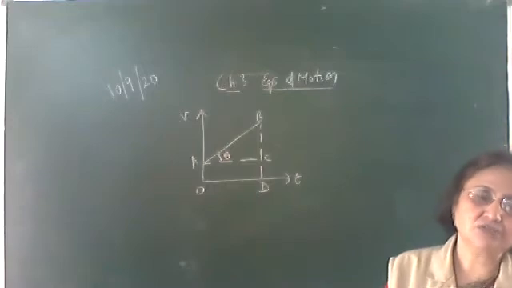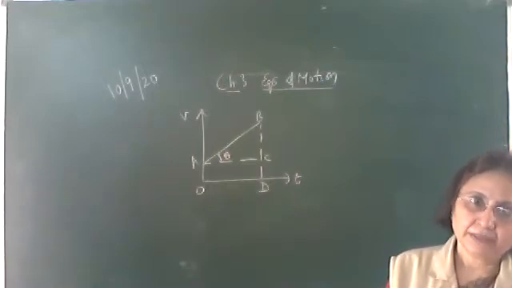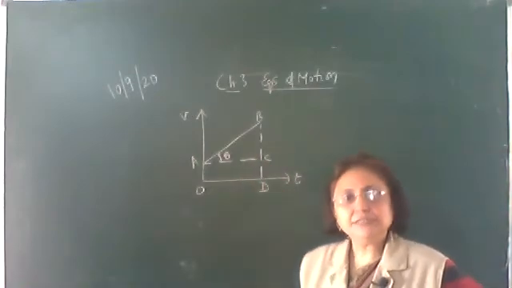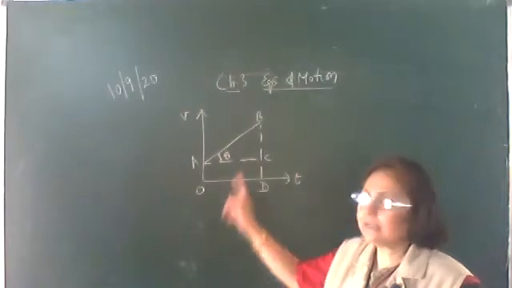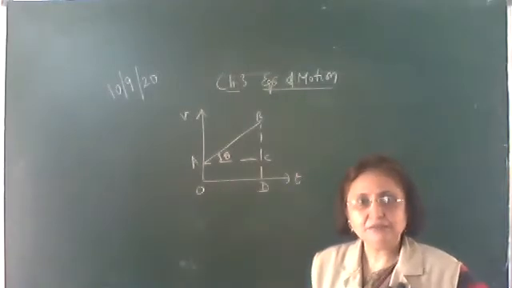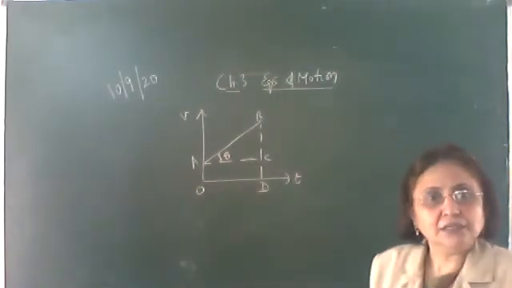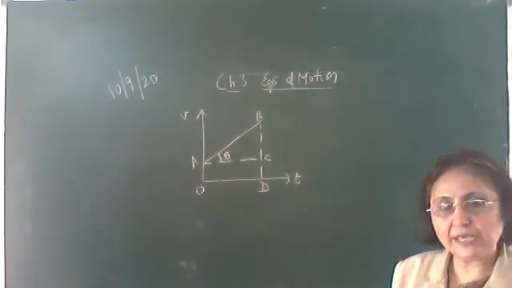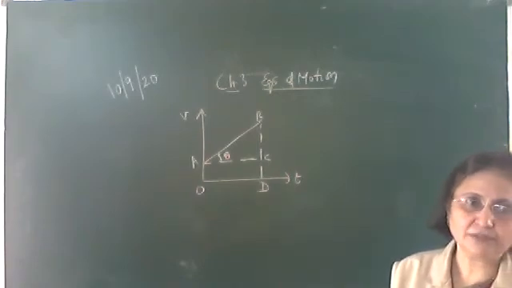For the second equation of motion, s is equal to ut plus half at square, the distance is coming. So if we find out the distance from here, that is the area covered under the line, it will be the area of the triangle plus the area of the rectangle. On simplifying it, we get s is equal to ut plus half at square. There v was coming, so we had to eliminate v. How? Using the first equation of motion.